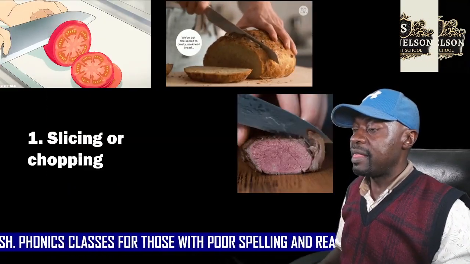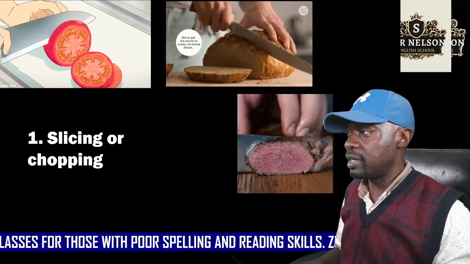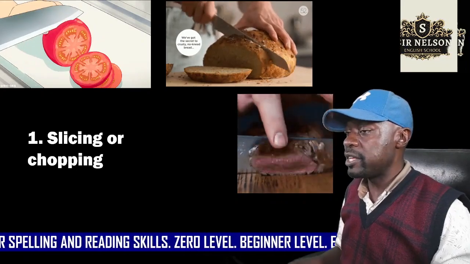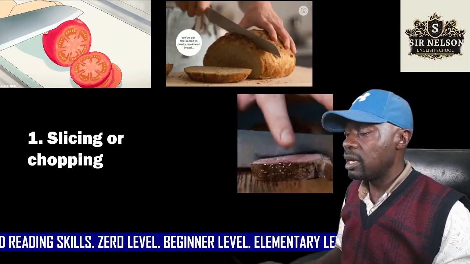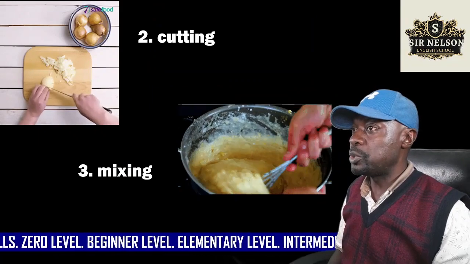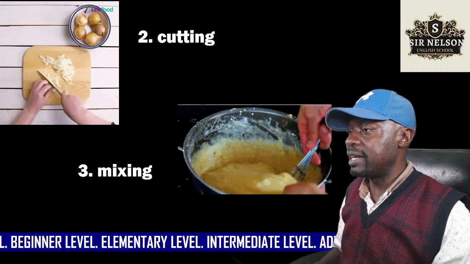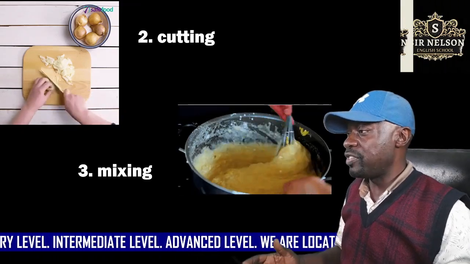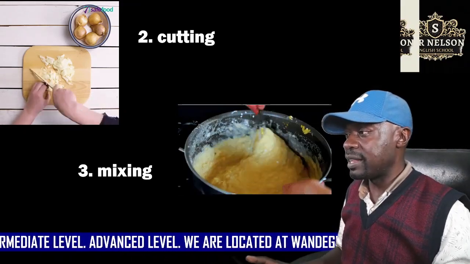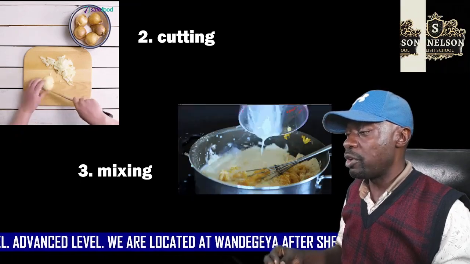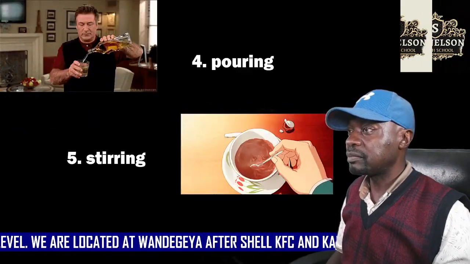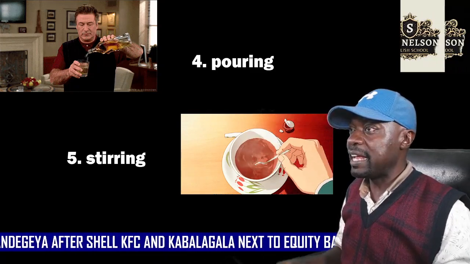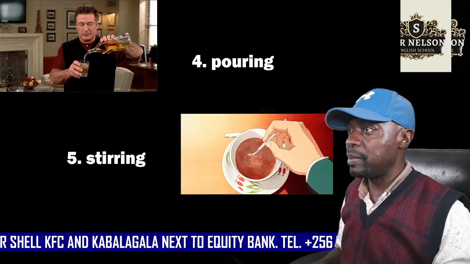Number one, that is slicing or chopping. That kind of cutting which is in that form is what we call slicing or chopping. Number two, cutting. We call that cutting. Number three, mixing. If you're in the kitchen and you do something like that, different ingredients, we call that mixing. Number four, pouring. What he's doing, he's pouring something, probably whiskey.